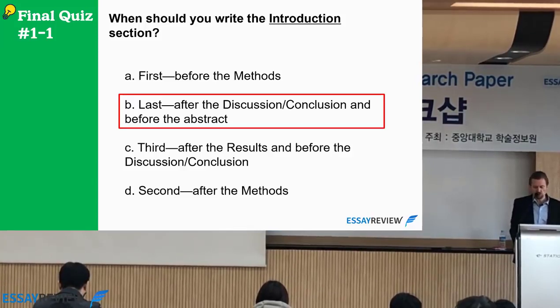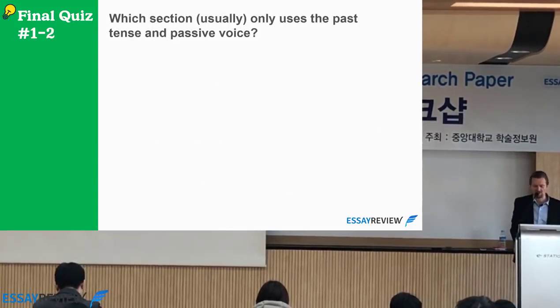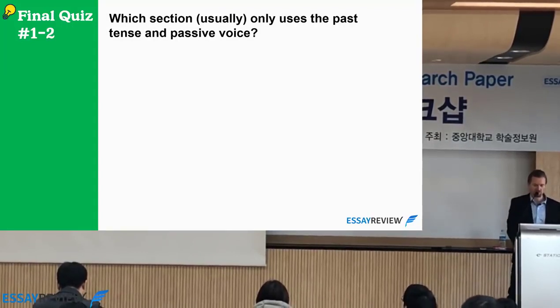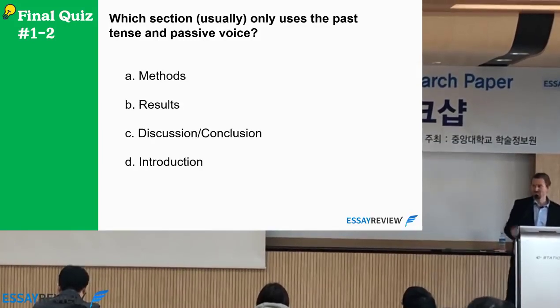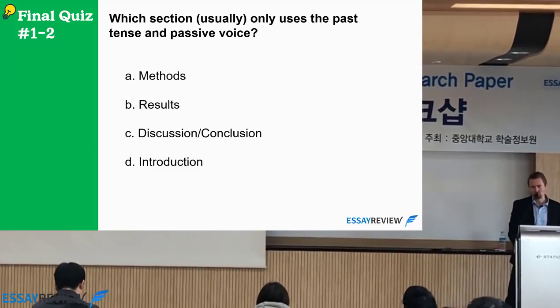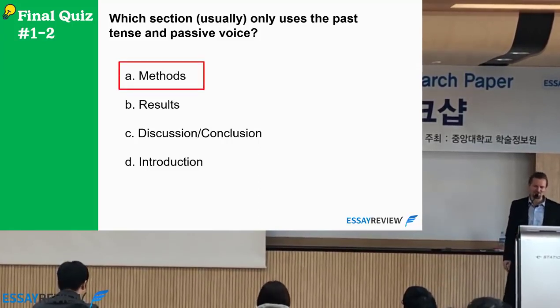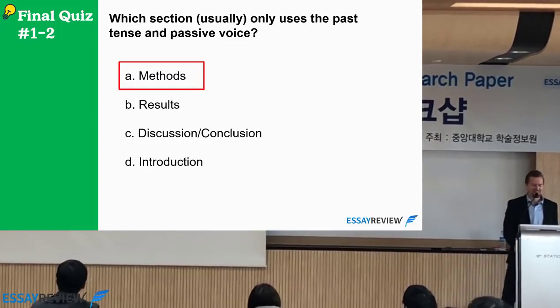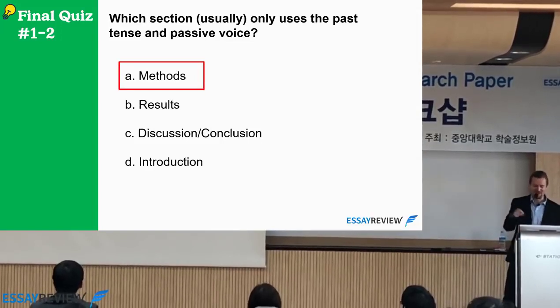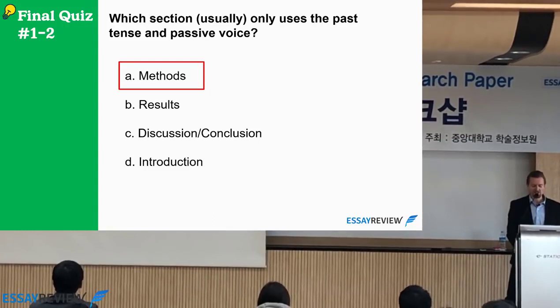Okay, which section usually only uses the past tense and passive voice? We talked about one section in particular. The methods, results, discussion, or introduction? Yes? Methods. Good. Usually, and I say usually, it's not a rule. Don't leave and say, God, that guy said we only use passive voice, and then you read an article, there's active voice all over. This stands out because the other sections generally do not use the passive voice. So in the methods, you'll see it's used more often.